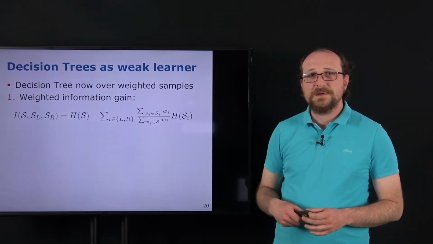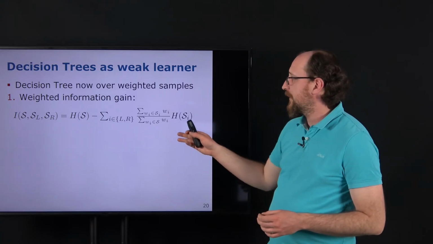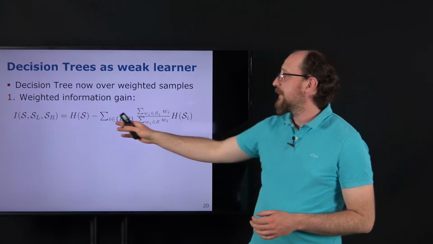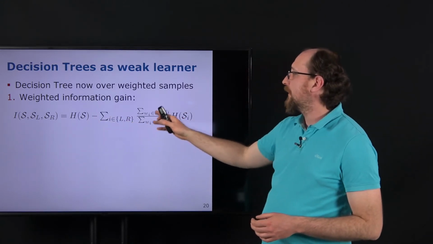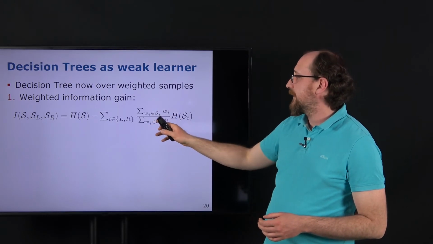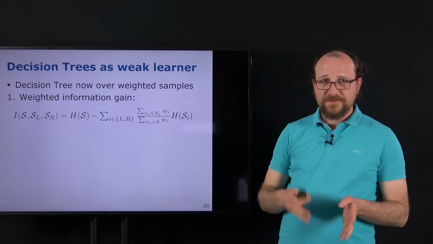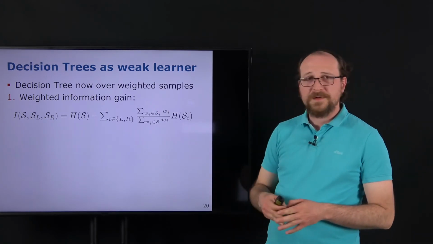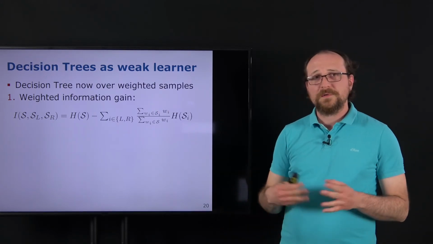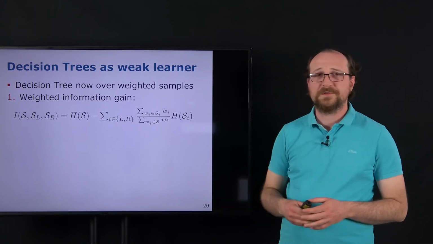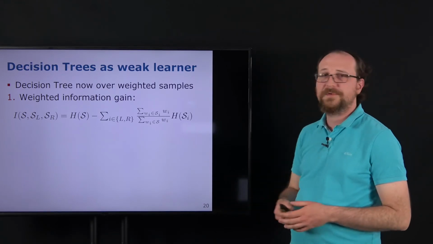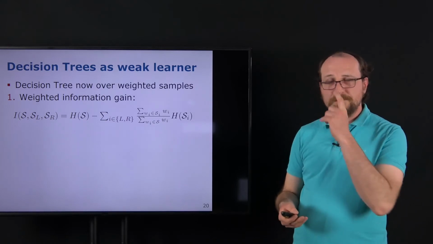So in the classification lecture, we defined the information gain as the entropy minus the sum over S_L divided by S, so the number of elements in one set divided by the number of overall elements. So basically we just assumed that all the examples were weighted with 1.